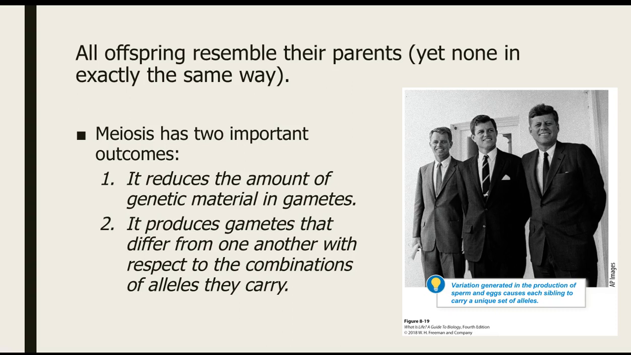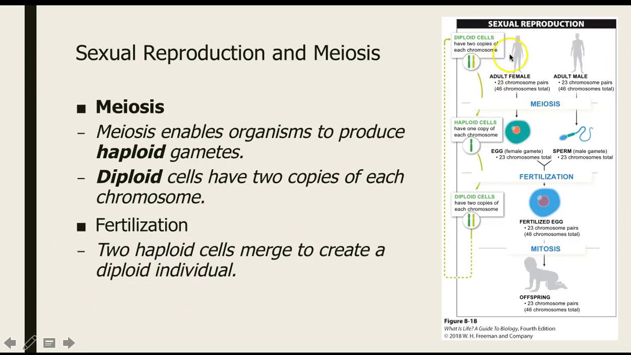Number one, it reduces the amount of genetic material in the gametes. Remember, going from diploid to haploid. And number two, it produces gametes that differ from one another, specifically with regard to the types of alleles that they carry. Remember, we've used this word alleles before. Alleles are the different versions of the gene. And remember, your mom and dad would very likely carry different versions of the gene.